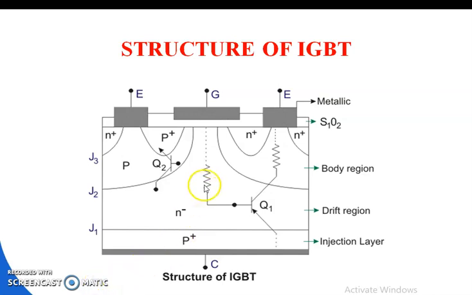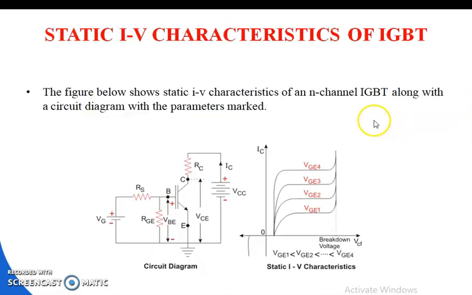So today we discussed the structure of IGBT. I have told earlier that the IGBT is divided into three different regions. One is the body region, the second one is the drift region, and the third one is the injection layer. Then, the static VI characteristics of IGBT.